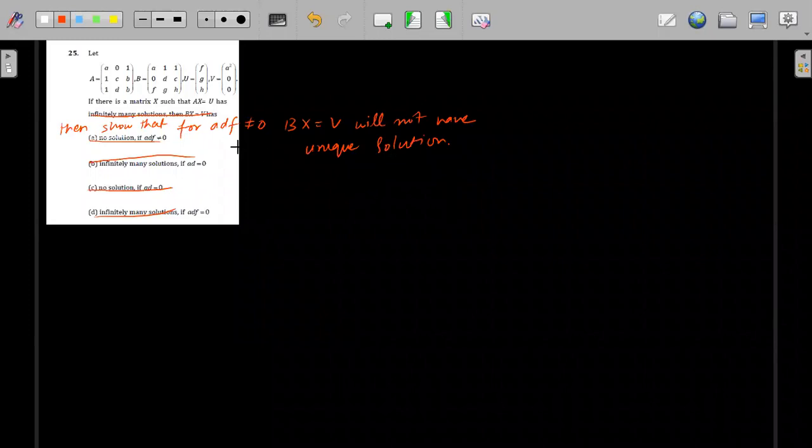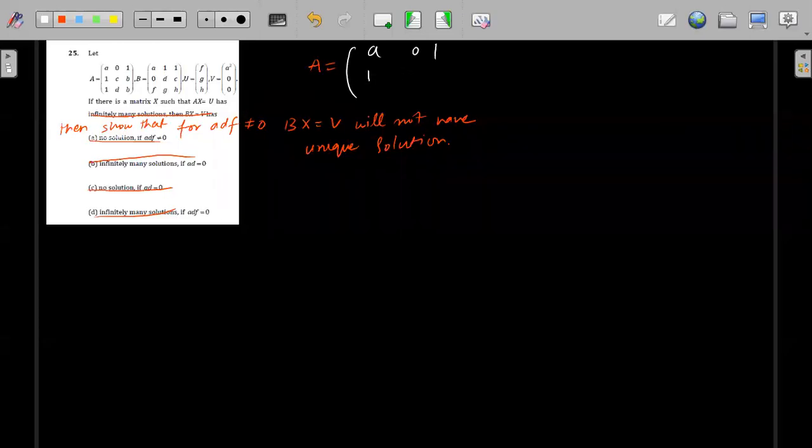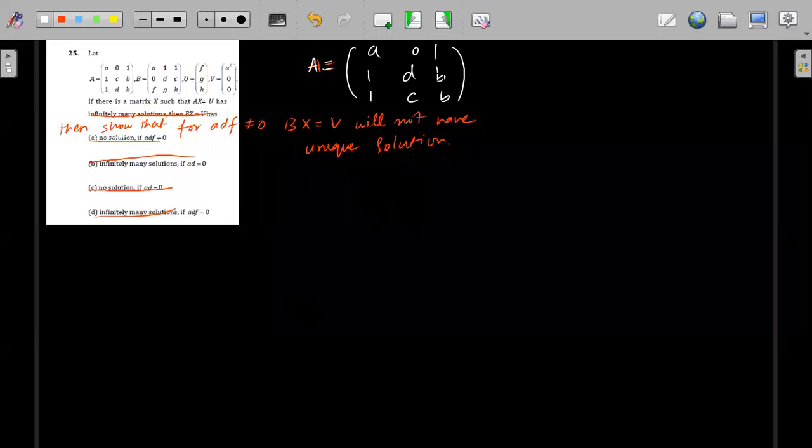Okay, this was the original question. The matrix A was equal to, I'll write the A value also, [A, 0, 1; 1, D, B; 1, C, B]. Okay, this was the original question, so just solve using this. Try to solve using this.